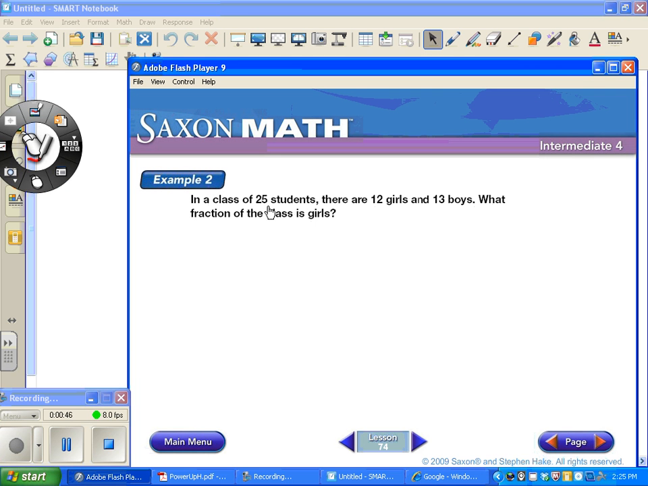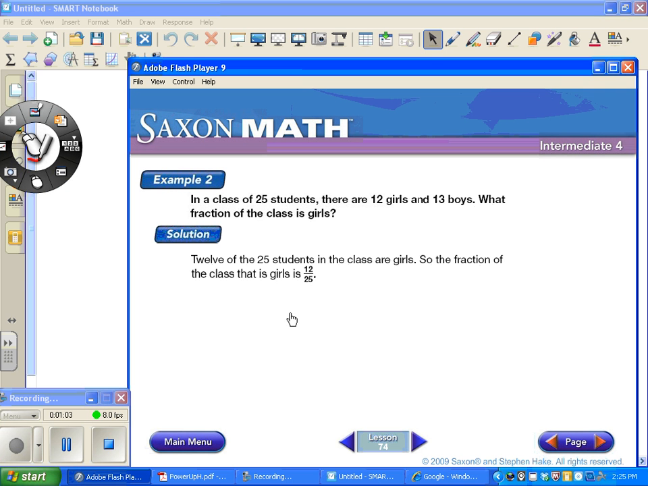In a class of 25 students, think of that as the whole class, okay? There are 12 girls and 13 boys. That truly does add up to 25, doesn't it? What fraction of the class is girls? That would be 12 out of 25, so 12/25.